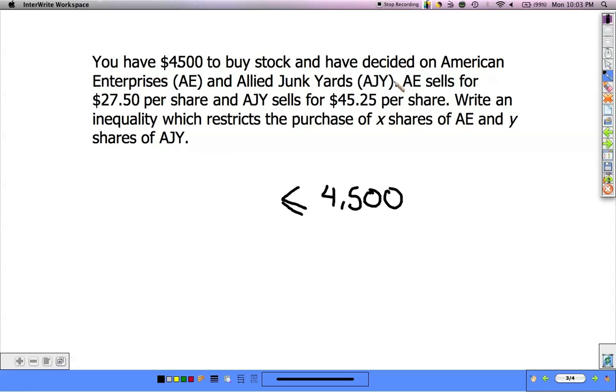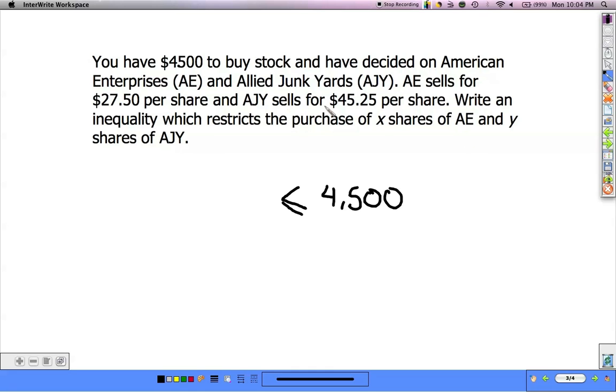All right, you decided to buy American Enterprises and Allied Junkyards, which are AE and AJY respectively. AE sells for $27.50 per share. AJY sells for $45.25 per share. Write an inequality which restricts the purchase of X shares of AE and Y shares of AJY.